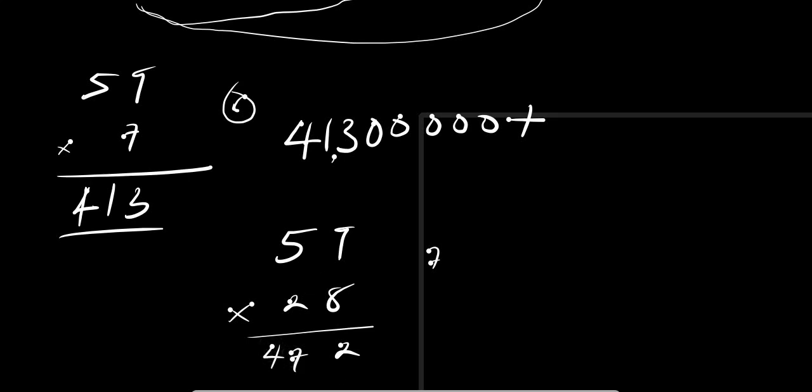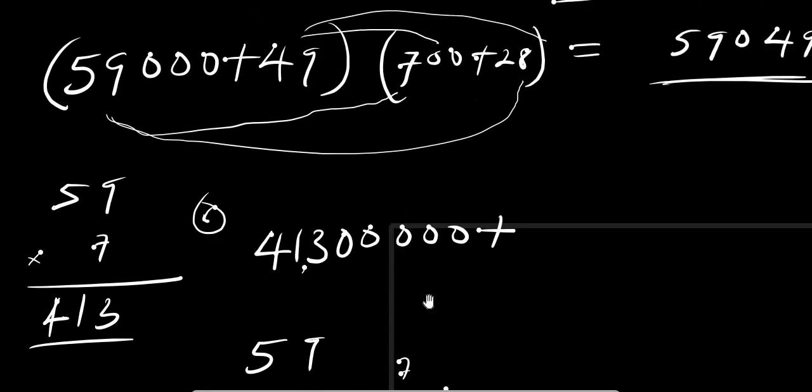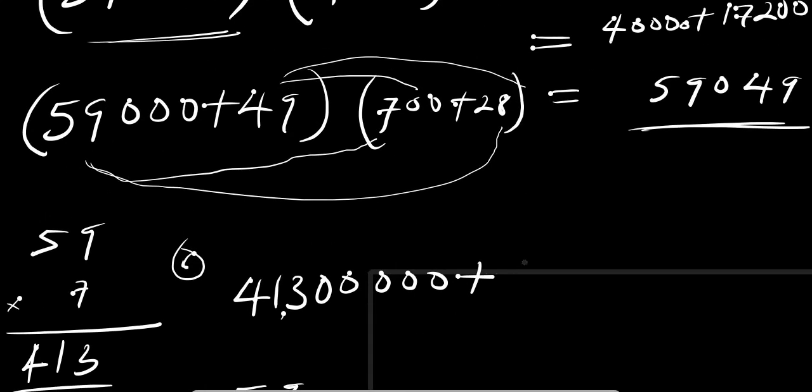2 times 9, that is 18. So we have 8 and carry over 1. 2 times 5, 10. 10 plus 1, that is 11. We add up everything. 2, 7 plus 8, that is 15. 5, carry over 1 and add here. That is 5 plus 1, 6. So you have 1652. How many zeros? 1, 2, 3. So you have 3 zeros. Have you seen it?